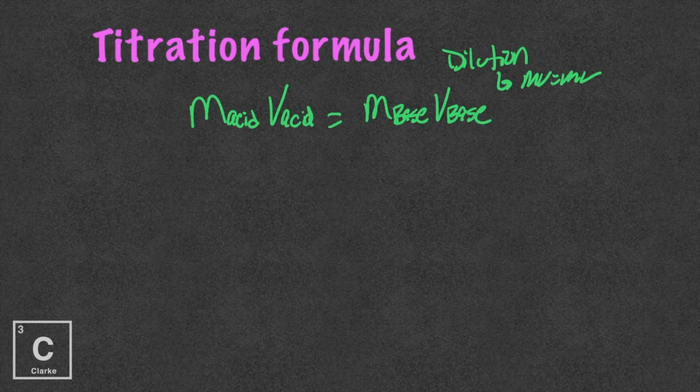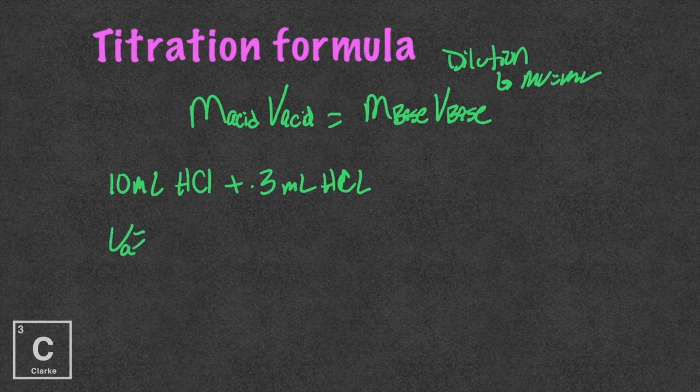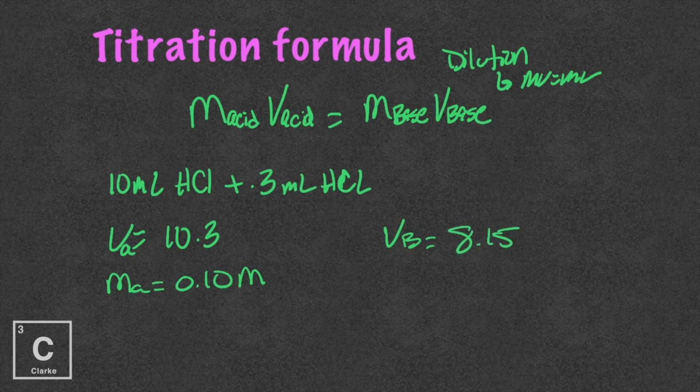Okay, so let's remember, when I first started this example for y'all, we had 10 milliliters of hydrochloric acid. But I went over a tad bit, and I had to add 0.3 mL of hydrochloric acid to the whole situation. So we ended up with a volume for our acid, I'm just going to put a little A there for acid, at 10.3. Now I do know the molarity of our acid. That was 0.10. When I found that faint pink and looked up at my burette, I noticed I had used 8.15 milliliters of base, of that NaOH.